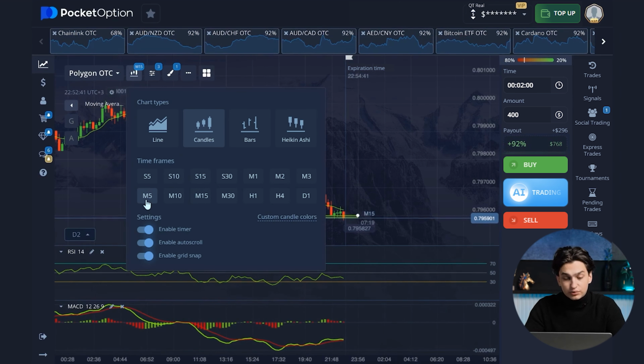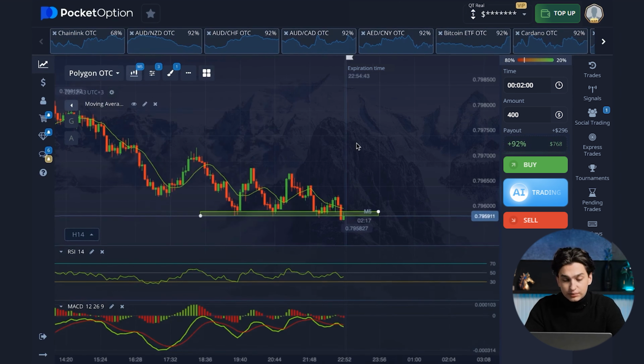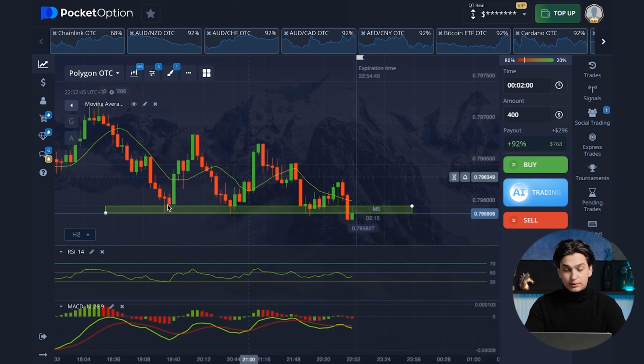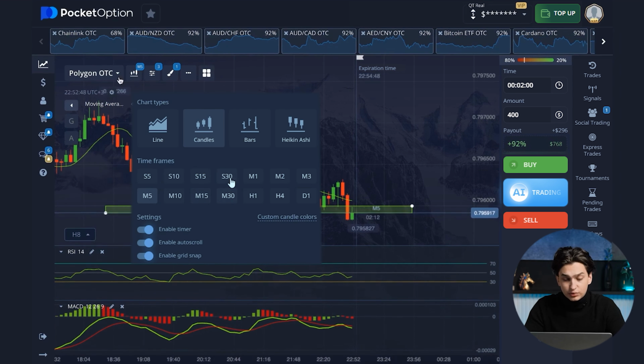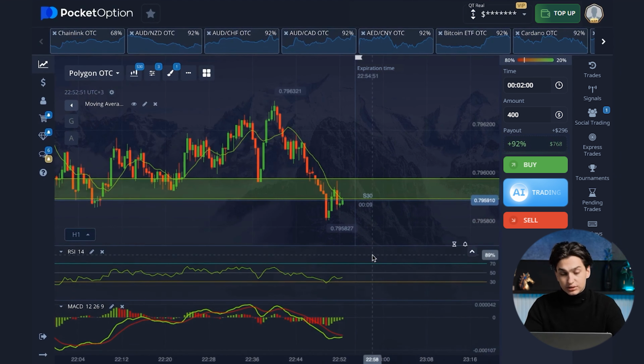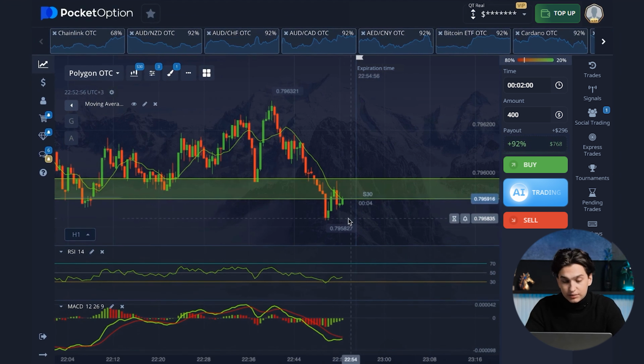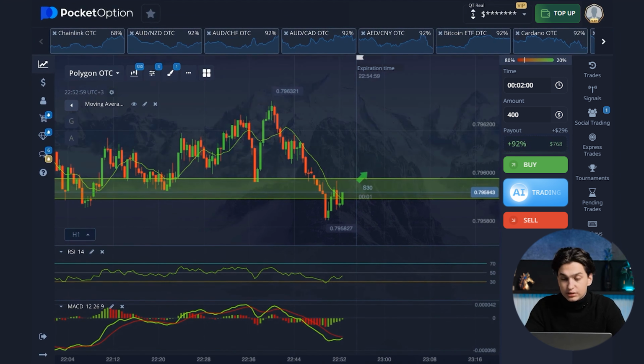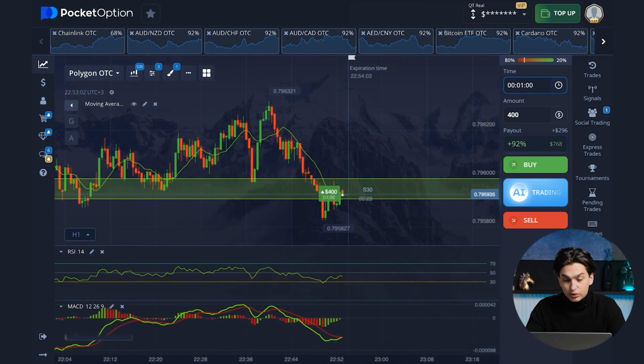We can also switch to a 5-minute time frame to see how it looks. And after we've confirmed on different time frames, we switch to the 30-second chart to look for a good entry into the trade. According to the MACD, we see the signal line crossing downwards, so we can already open a buy trade for $400.